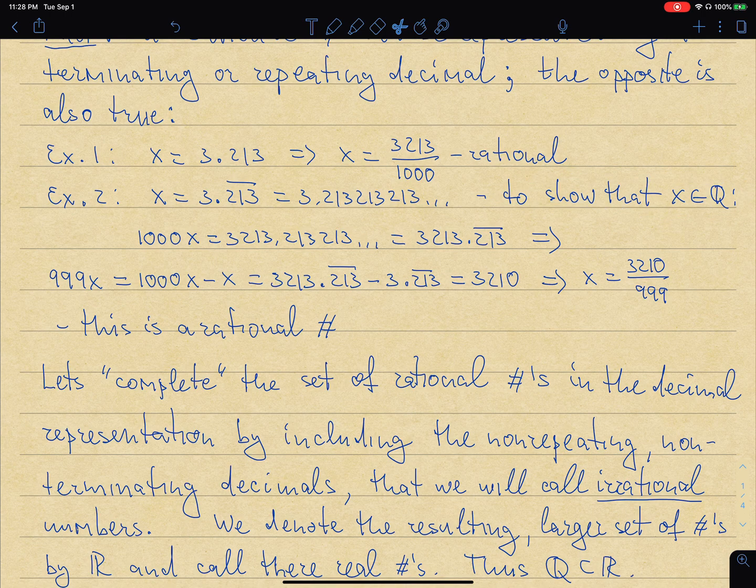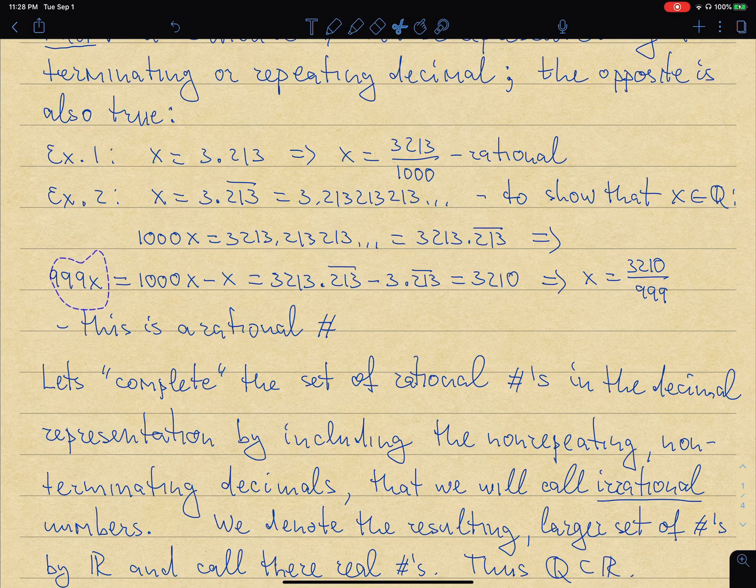The way I'll do it is that I'll make the following observation: if I take this number, it starts repeating at the fourth decimal. So if I multiply this number by 1000, then I'm going to get 3213, and then the decimal part is still 213, 213, 213, because 213 repeats itself infinitely many times. So what I got is 3213.213 period.